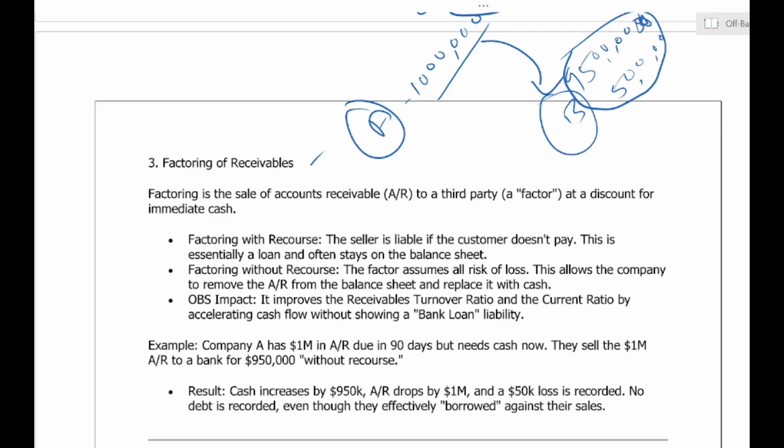If this company wants immediate liquid cash, it can sell its receivable to a factor or a third party. Once it has sold its receivable, as a normal case, company A does not have any control over its receivable. Then company B will collect all the receivables, and in this example the 50,000 will be a profit to company B. This is how factoring normally happens.